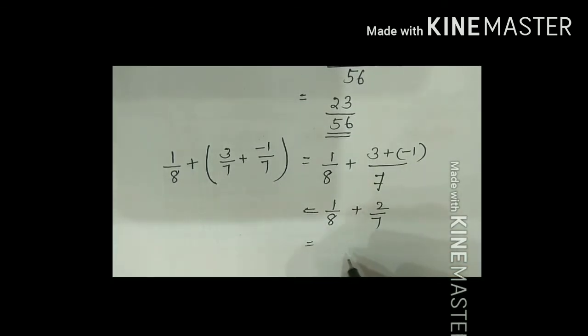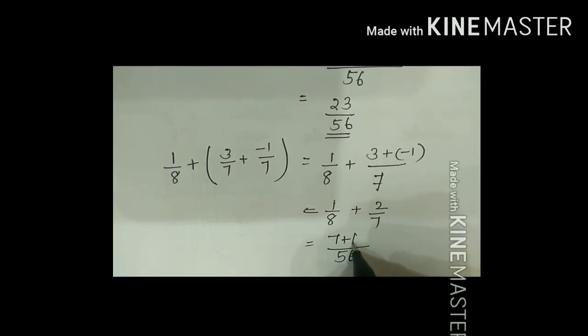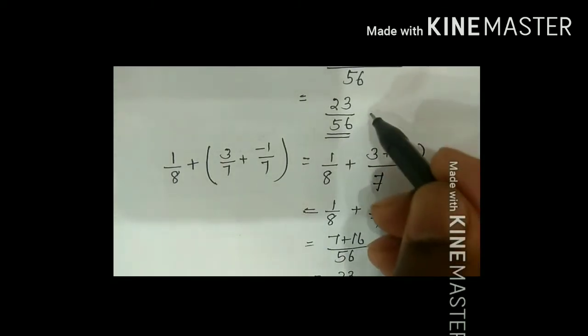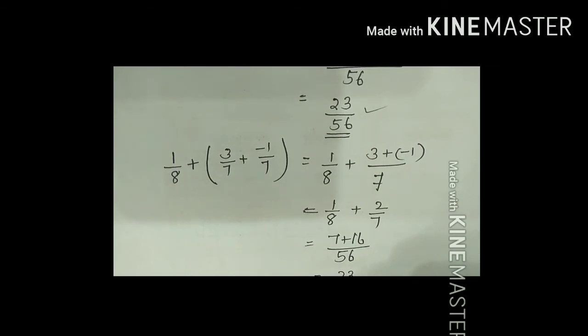Again we'll continue adding. The denominator is 56, so this is 7 plus, here 8 2s are 16, so that is equal to 23 by 56. So let us analyze the result. The first case also we got 23 by 56. Even in the second case we got 23 by 56. Conclusion: the result is the same.